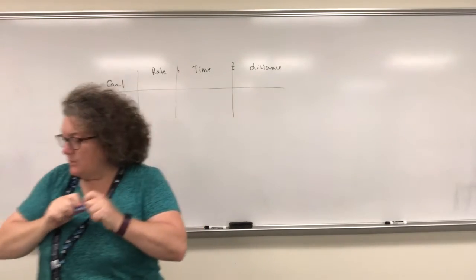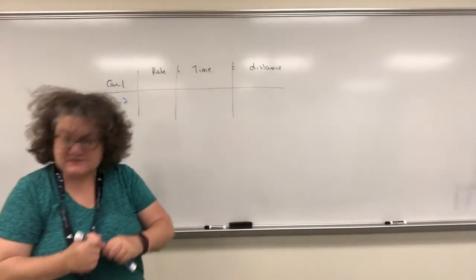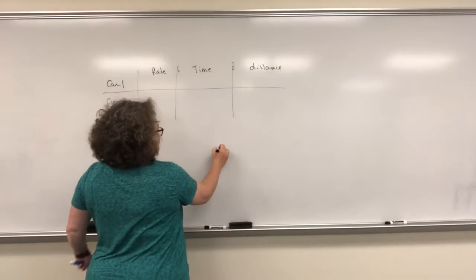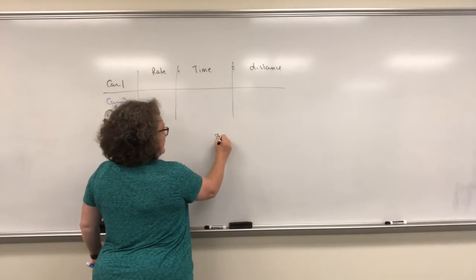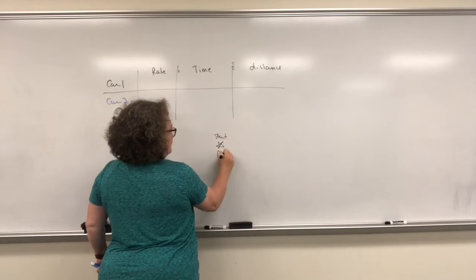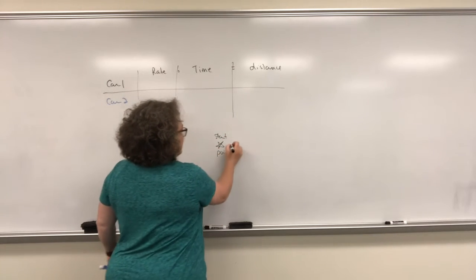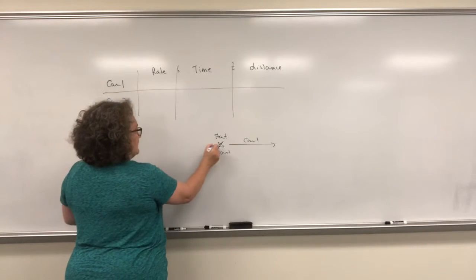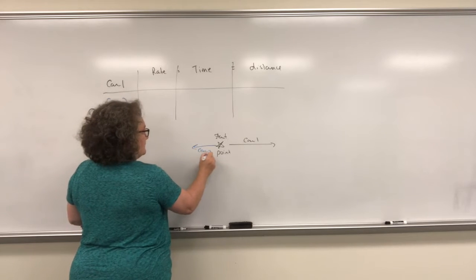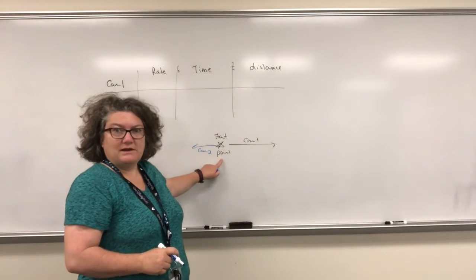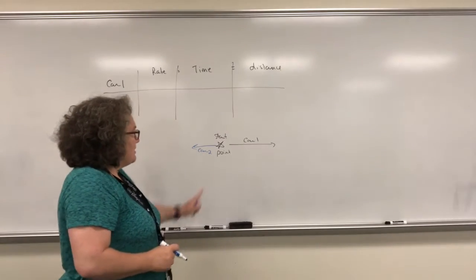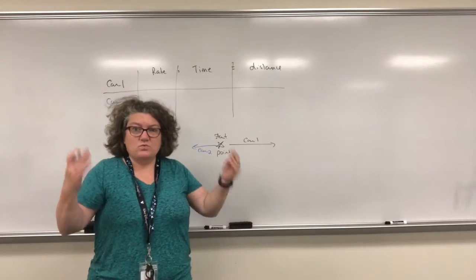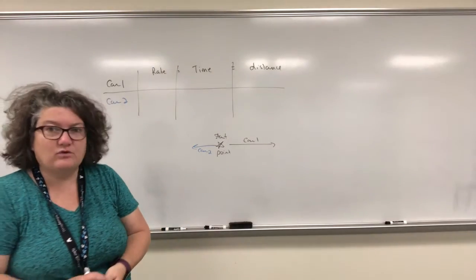Now I'm going to read it one more time. Two cars leave at the same time and travel in opposite directions. That means they start here, this is their starting point. Car 1 is going to go this way. Car 2 is going to go this way. They're going in opposite directions. And it says, when will they be 264 miles apart?